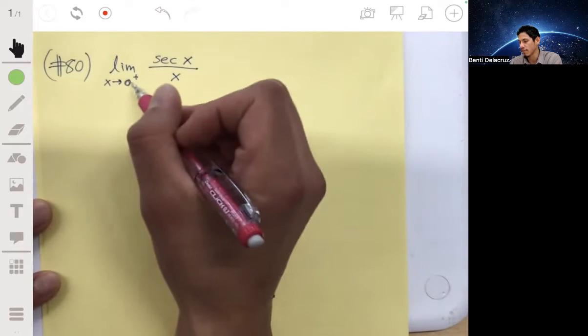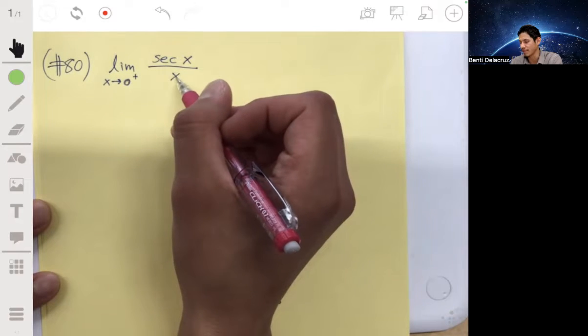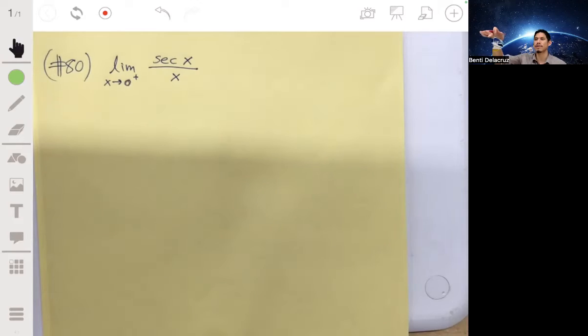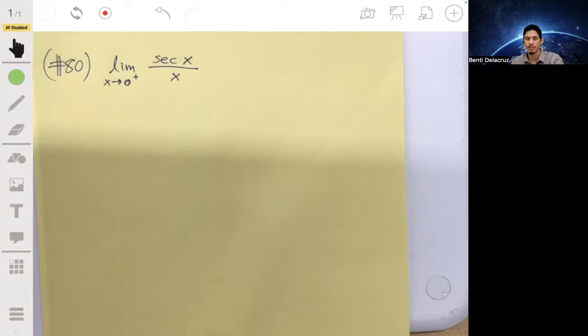Now here, if you plug in 0 on the top, secant of 0, you get 1. But if you plug in 0 on the bottom, you would obviously get 0. So you're going to have an undefined expression. We can't simply plug in 0, so we've got to do something else.